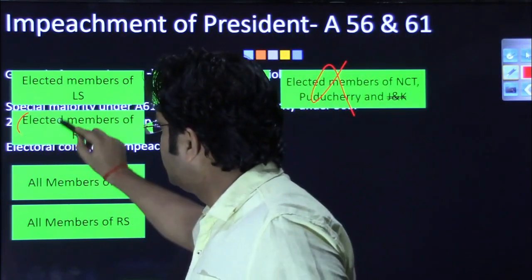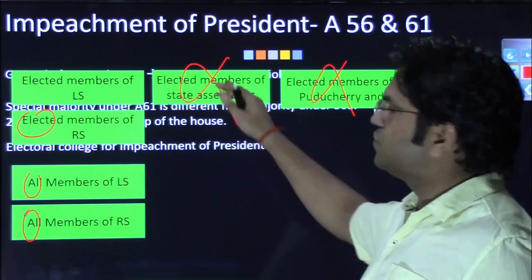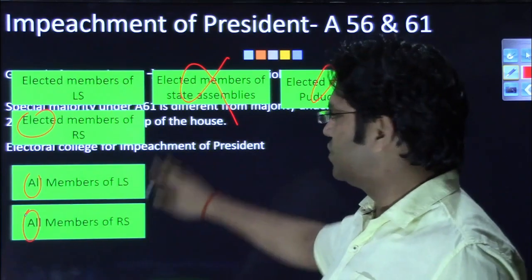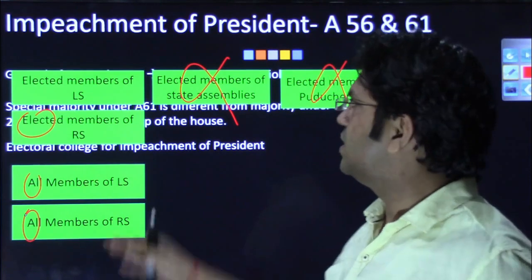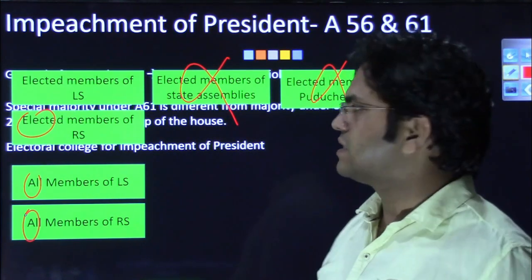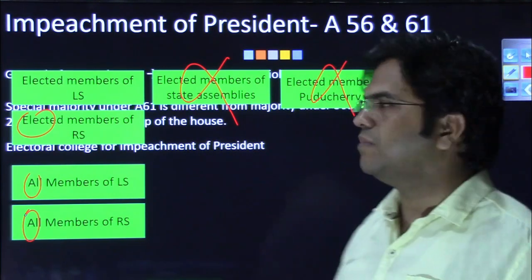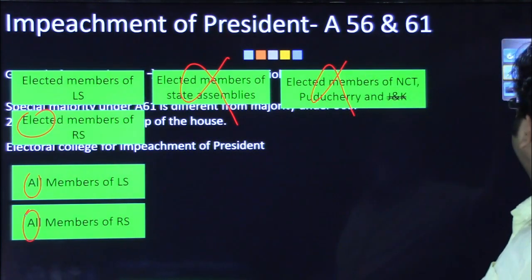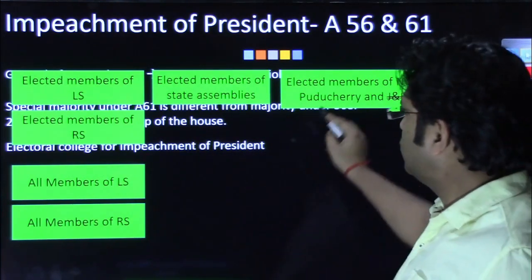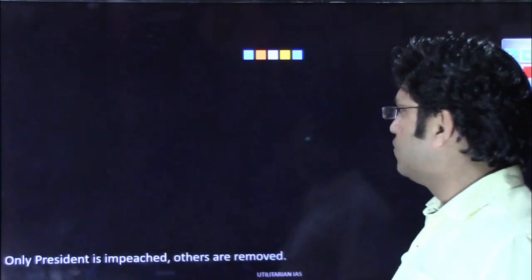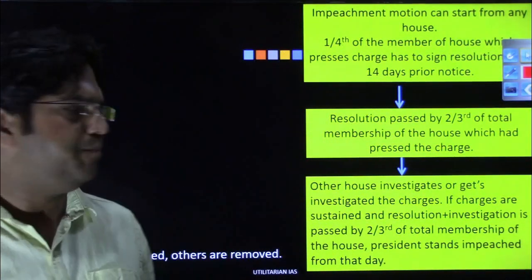Thereafter, instead of elected members, it is all members of Lok Sabha and all members of Rajya Sabha, and that's why immediately after the election I had put up the impeachment. Otherwise, we have discussed eligibility criteria and oath, and thereafter impeachment would have come last, but just to have this comparison, I had put up this impeachment method immediately after the election method. So what would be the process of impeachment? If you have clarity on the electoral college for the impeachment, let us move to the next step and see the process of impeachment.